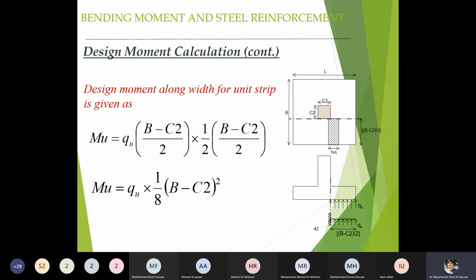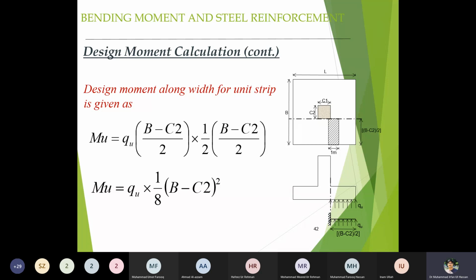And the moment across the width of the footing will be different because the dimensions of these footings are different. So if the dimensions are different, you will compute the separate moment across the width. So across the width of the footing, for a 1 meter wide strip, the moment will be Qu × (B - C2)/2 × (B - C2)/4. So this will be the moment across the width of the footing.